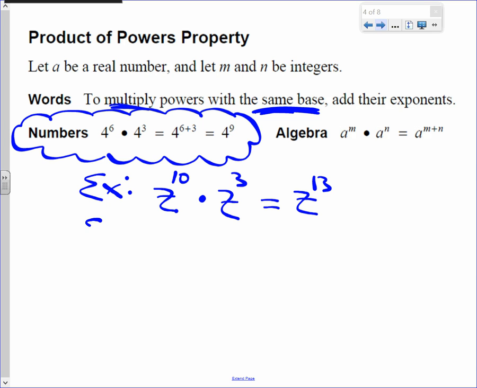Let's do one more. How about J to the 8th times J to the negative 6th power? Do those have the same base, Perez? What's the base there? J. So let's go ahead and apply the rule. What does the rule say? Same base, what do you do with the exponents? Add them. So what would be 8 plus negative 6?